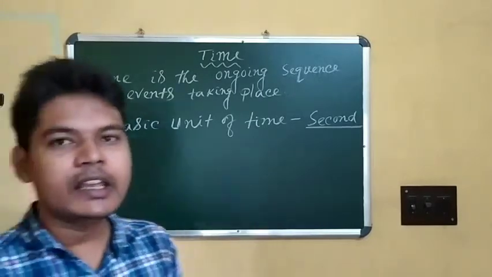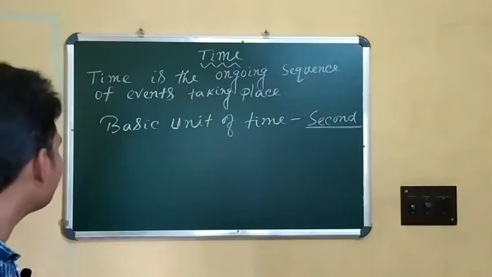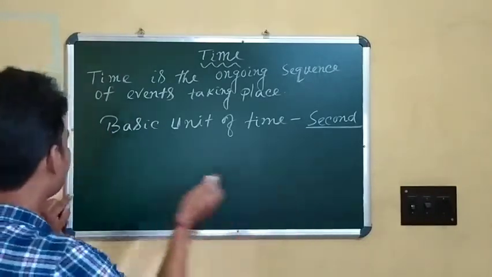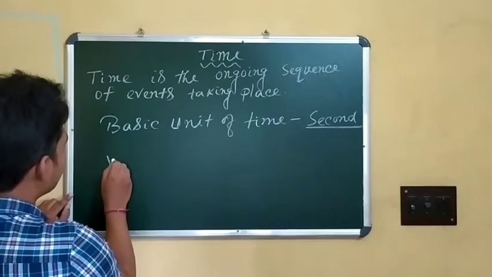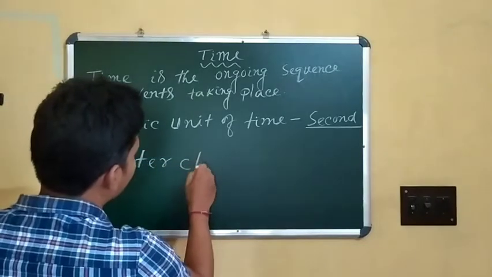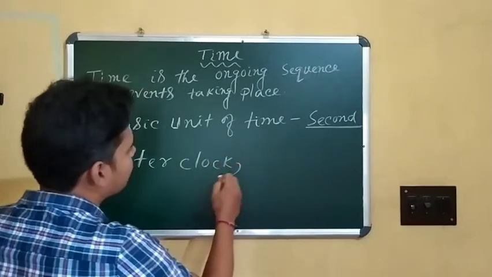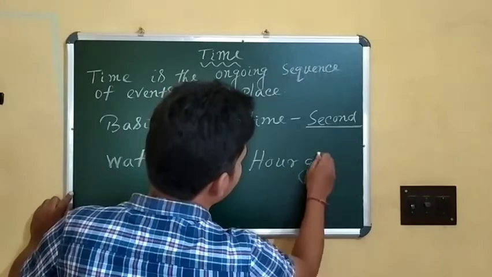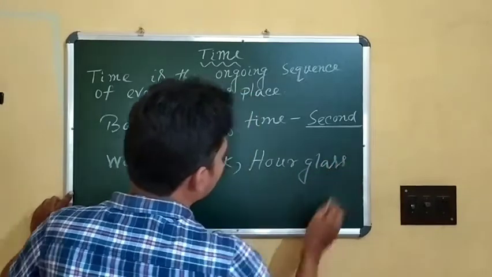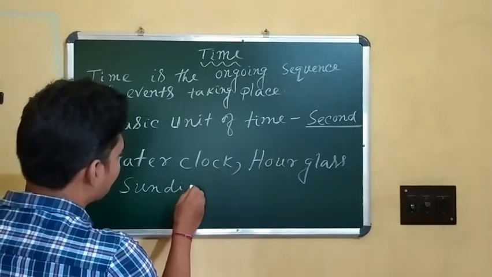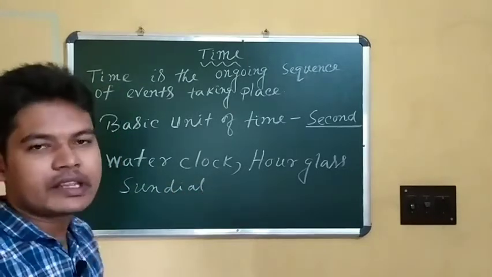Now in earlier days the scientists discovered very simple devices to measure time. That was the water clock, hourglass, sundial, all this. That was very simple.